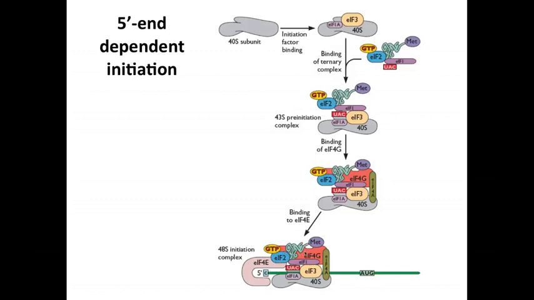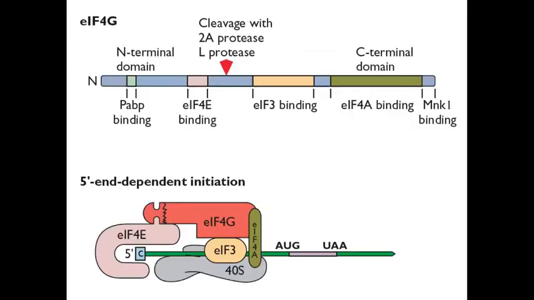EIF4G in turn binds EIF3, and then EIF3 binds the 40S subunit. So that brings in the 40S subunit along with all the other factors in the pre-initiation complex, the ternary complex, etc. Okay, so that nucleates the initiation complex at the 5' end of the messenger RNA. So the cap is very important for this, and that's why this is called 5' end-dependent initiation.